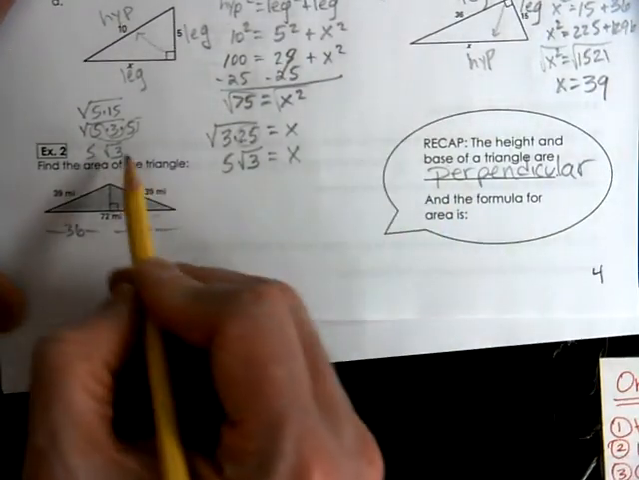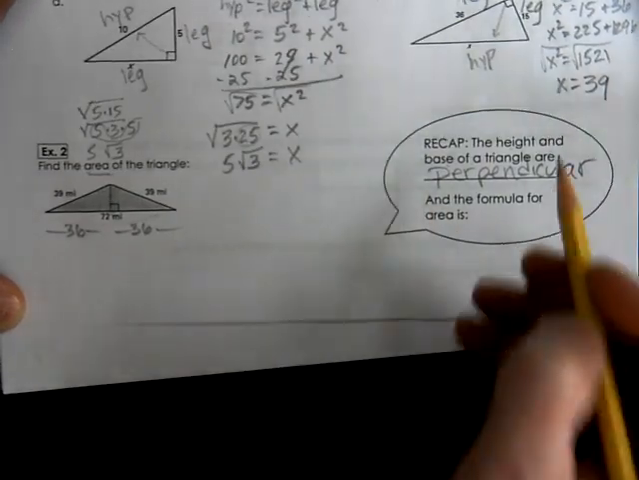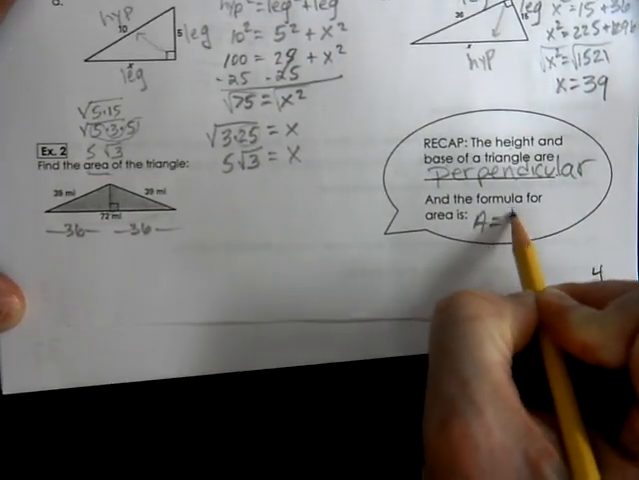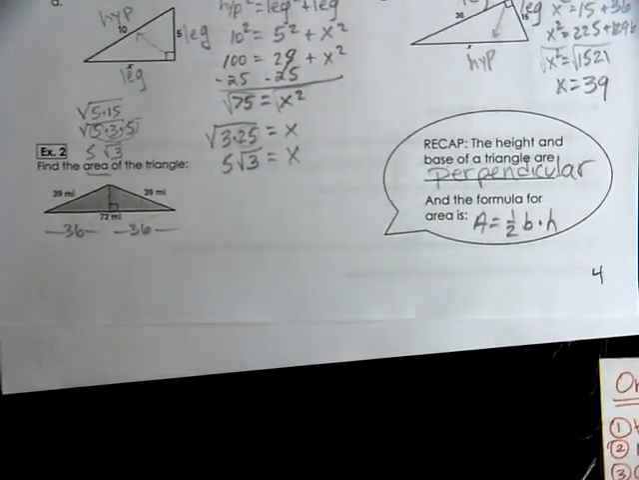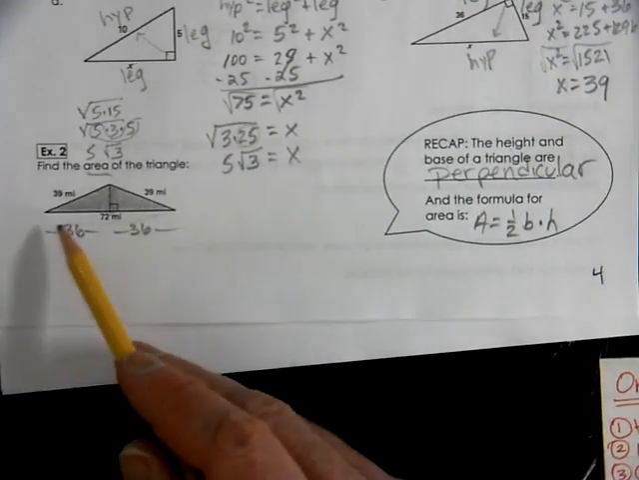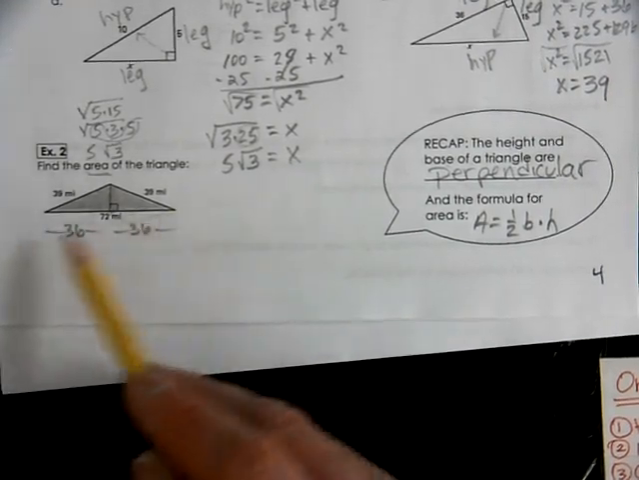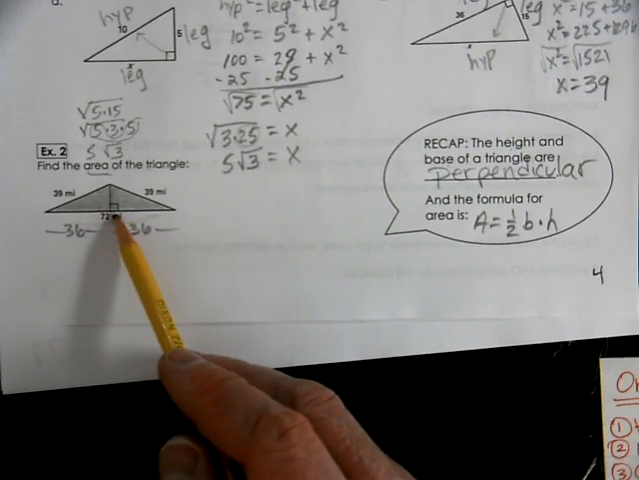So for me to calculate the area, the formula for area is A equals 1/2 base times the height. I know what the total base is. The total base is 72. I just don't know what the height is.